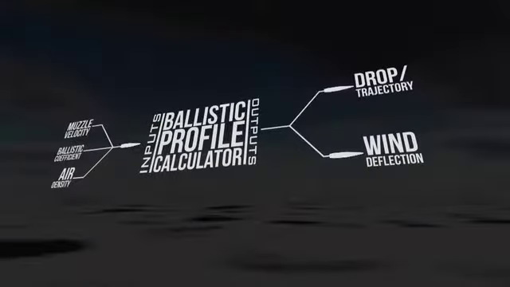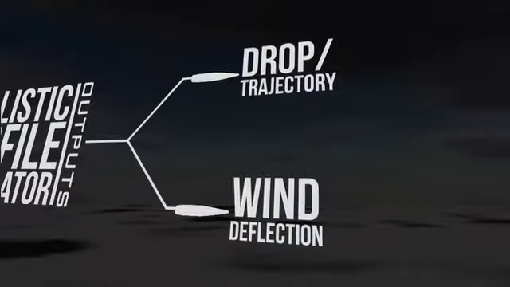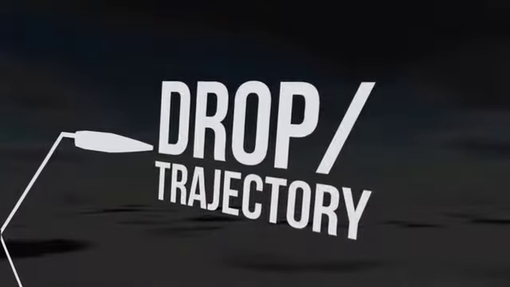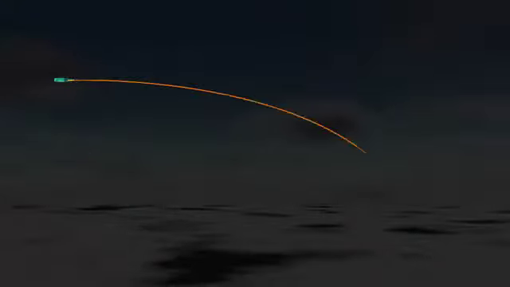Now, our ballistic profile is both our drop and our wind deflection. Now, drop is commonly referred to as trajectory, and this is due to gravity and air resistance. The bullet is accelerating towards the earth because of gravity about 32 feet per second, and that gives us that shape, that parabolic shape, or that trajectory.